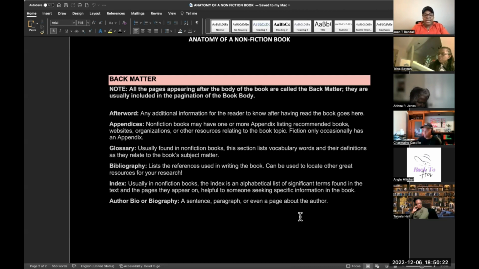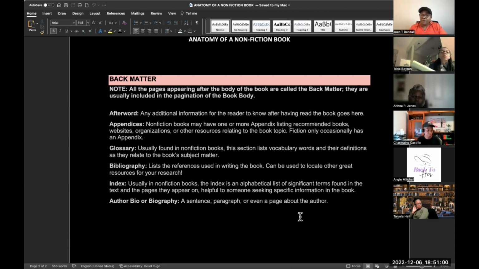Glossary. This again is found in nonfiction books. A glossary lists vocabulary words and their definitions as they relate to the book's subject matter. Again, if people are writing guidebooks or how-to books, sometimes you'll find, like an attorney, they'll write a book about how to protect your intellectual property. So you'll usually see a glossary there where they'll list certain words, especially if it's very legal, and their definitions.